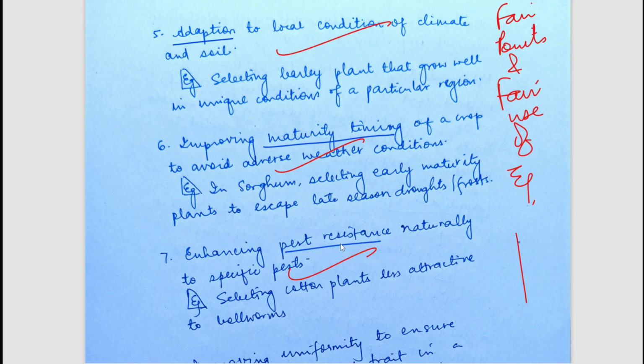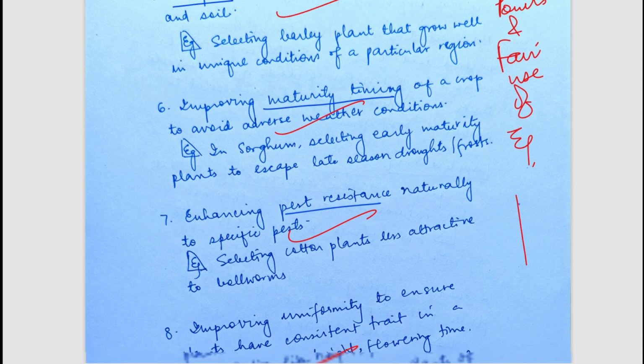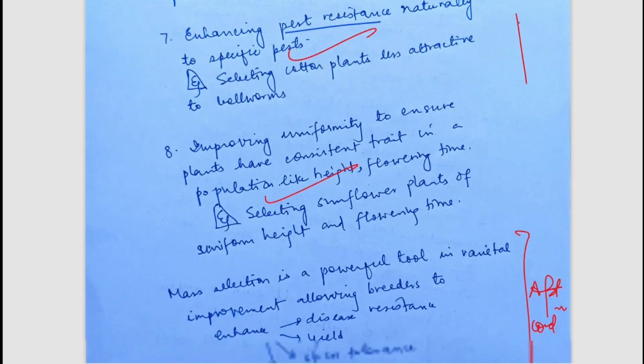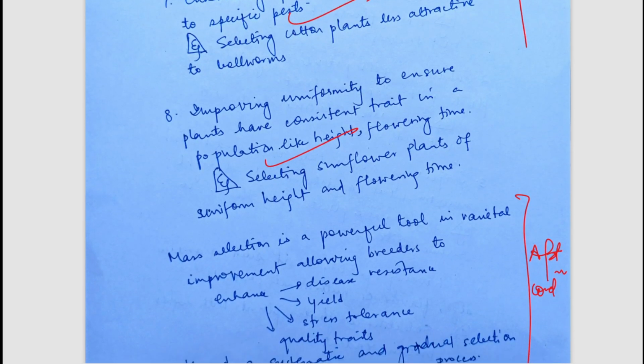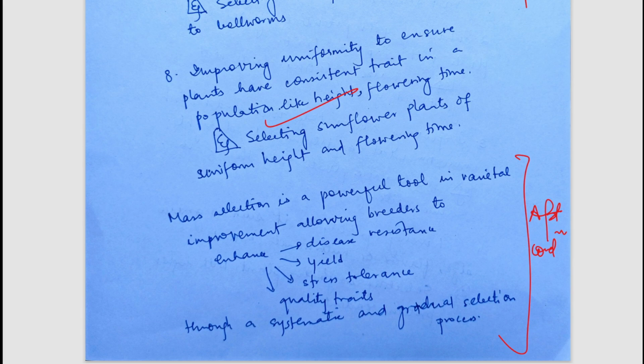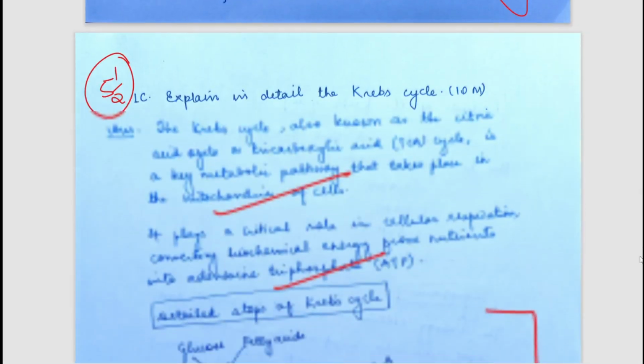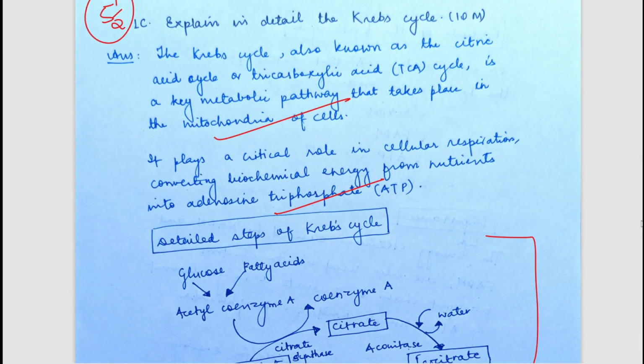So overall, very well written answer, and you can see that in every point, good examples have been mentioned. Okay, so whenever you add examples to your points, it enhances your answers, and that helps. So you can read the examples and see how the student has approached them. Now let's move to the next question. The next question is, explain in detail the Krebs cycle.